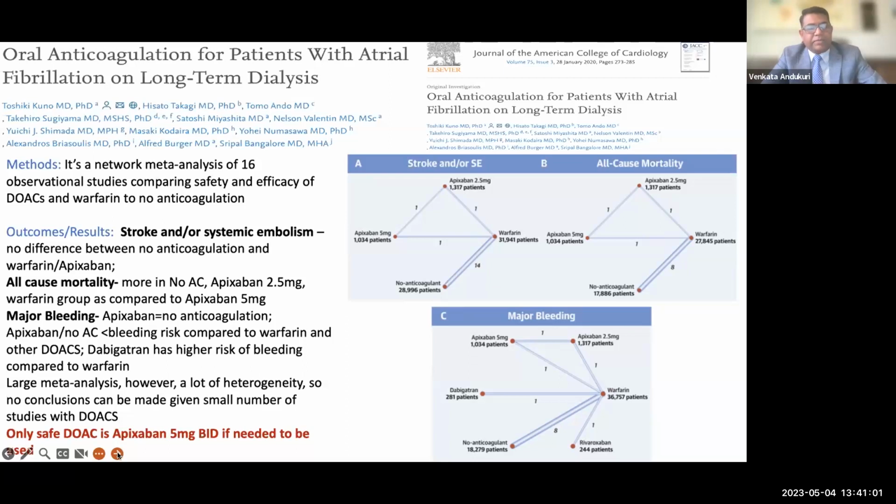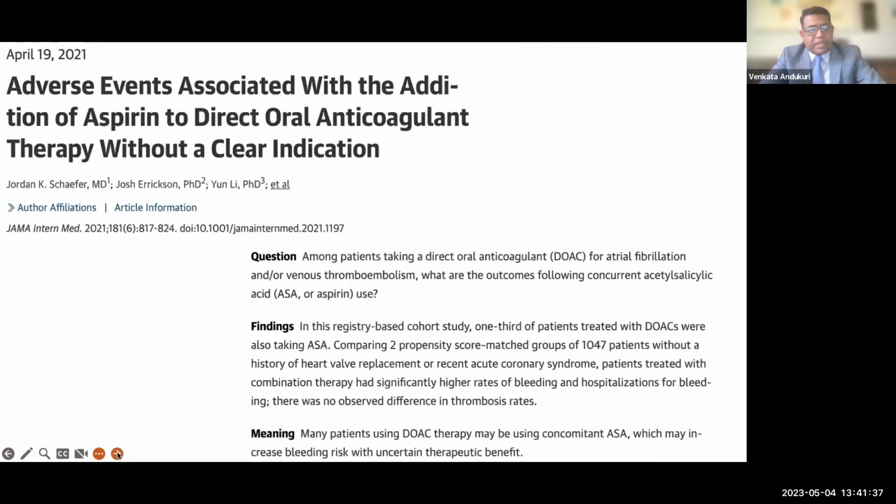Apixaban, like no anticoagulation, had a decreased bleeding risk compared to warfarin and other DOACs, and dabigatran had the highest risk of bleeding compared to warfarin. So do not use dabigatran in ESRD patients. This is a large meta-analysis, but there was a lot of heterogeneity, so no conclusions can be made given the small number of studies with DOACs in general. There were very few studies with DOACs. But it's safe to say the only safe DOAC is apixaban 5 milligrams BID, if one needs to be used.